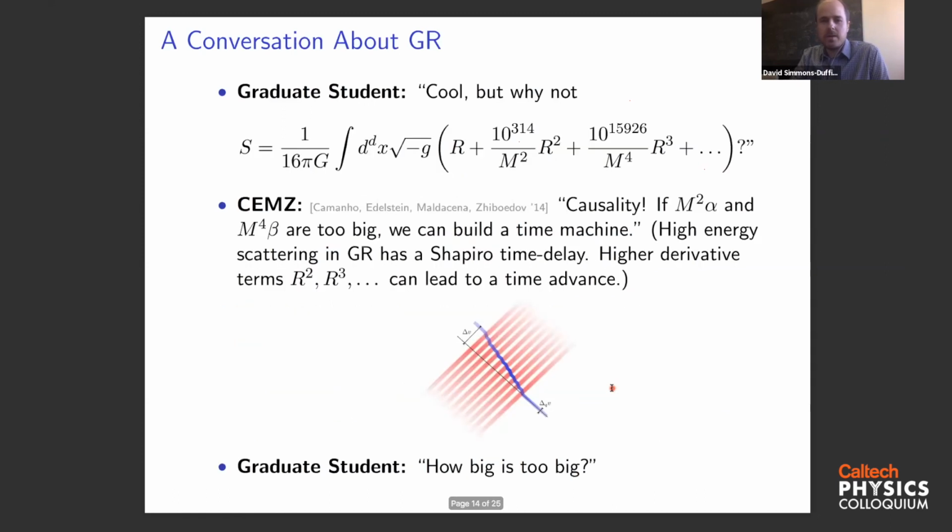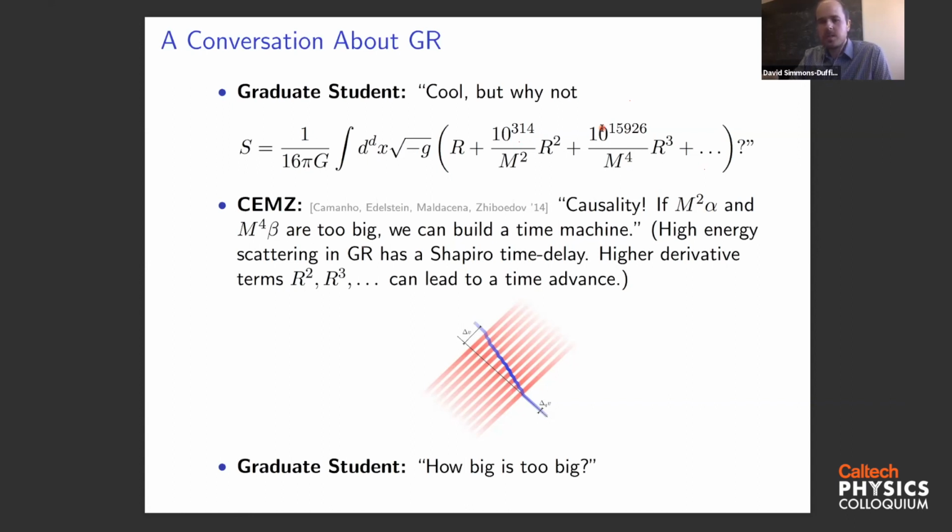But this isn't really a great answer because, well, why can't there be large numerical coefficients in front of these terms? Sure, we have suppression by 1 over M squared and 1 over M to the 4th, but why can't we stick some big numerical factor in front of that? There's a more refined answer to this question due to Camanho, Edelstein, Maldacena, and Zhiboedov from a few years ago, which is causality, one of those bootstrap principles that I mentioned earlier. The claim is that if these numerical coefficients are too big, then you can build a time machine. What that means is you can construct a scattering process such that the signal comes out before it went in.